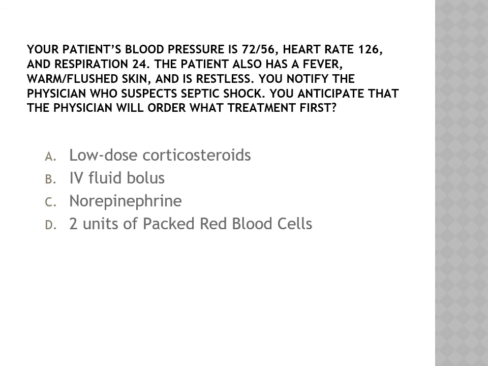Your patient's blood pressure is 72/56. The heart rate is 126 and the respiratory rate is 24. The patient also has a fever, warm, flushed skin, and is restless. You notify the physician, who suspects septic shock. You anticipate that the physician will order what treatment first? The answer would be B, IV fluid bolus. Remember, we need to get the fluid inside of the vessels increased. We need increased volume, which will essentially help with that blood pressure and slow the heart rate down.